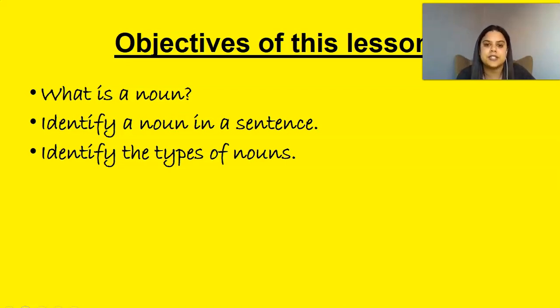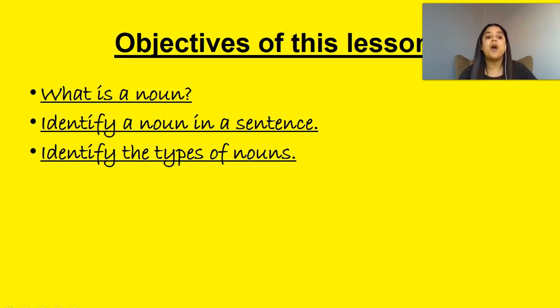By the end of this lesson, I would like you to know what a noun is. I would like you to be able to identify a noun in a sentence. I would like you to be able to identify the different types of nouns. So if at the end of this lesson you have not learned any of those 3 things, or you're not still certain of one of those things, please send us an email. Or alternatively, you can watch this video again.